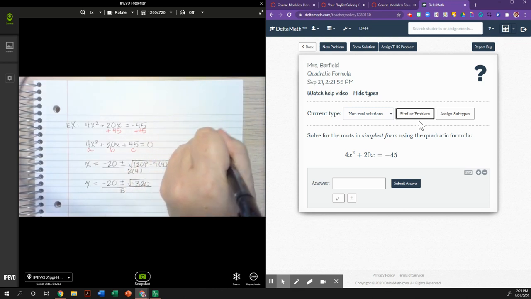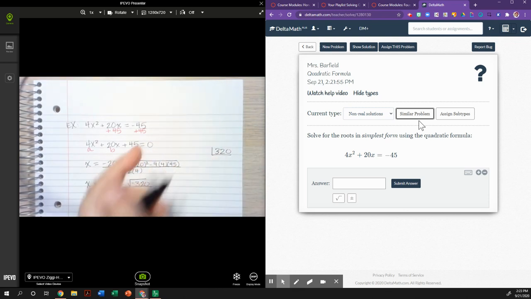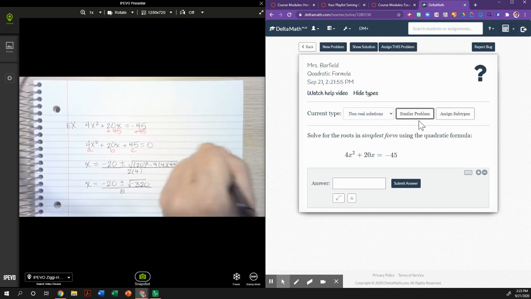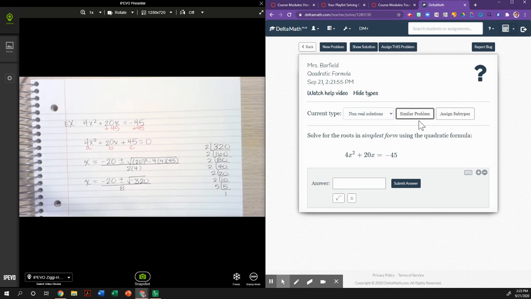Now, if you didn't watch my video and you're watching this technique now and you're thinking, I might like this, I really recommend going back and looking at the video. What I like about this technique is that I don't have to memorize perfect squares, and I'm pretty good at dividing by 2 and accurately dividing by 2 to simplify. So x equals negative 20 plus or minus 8i square root of 5 all over 8.